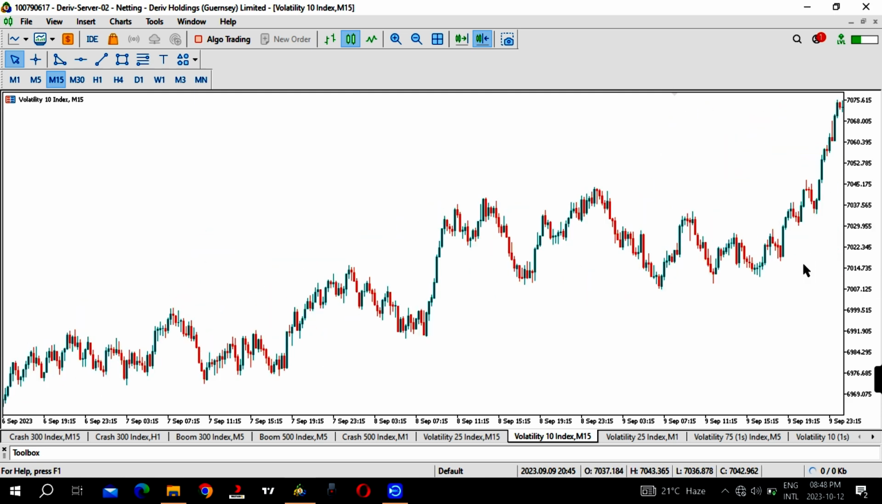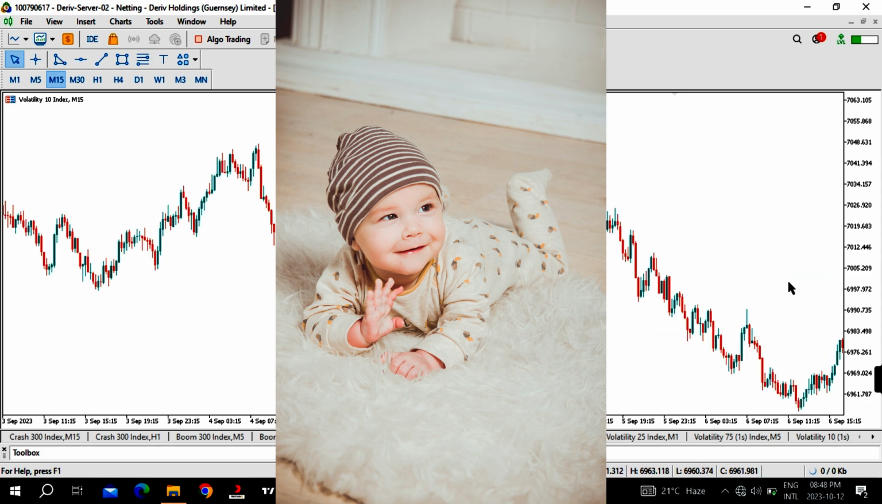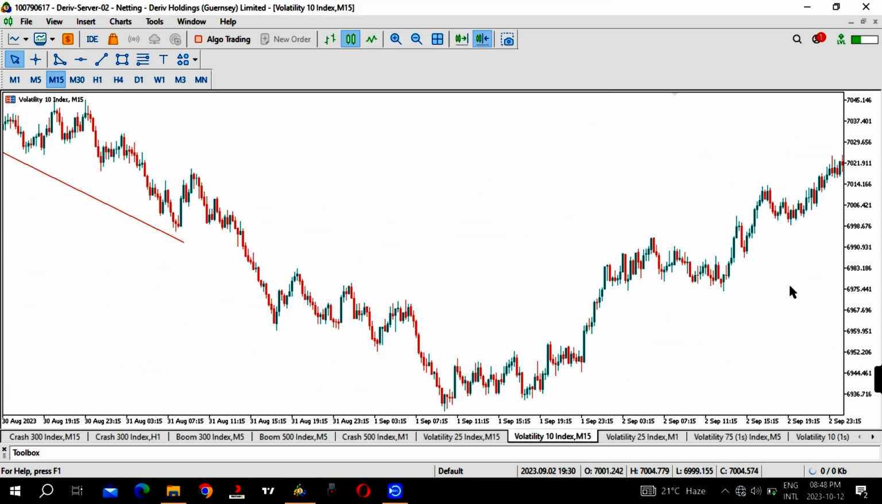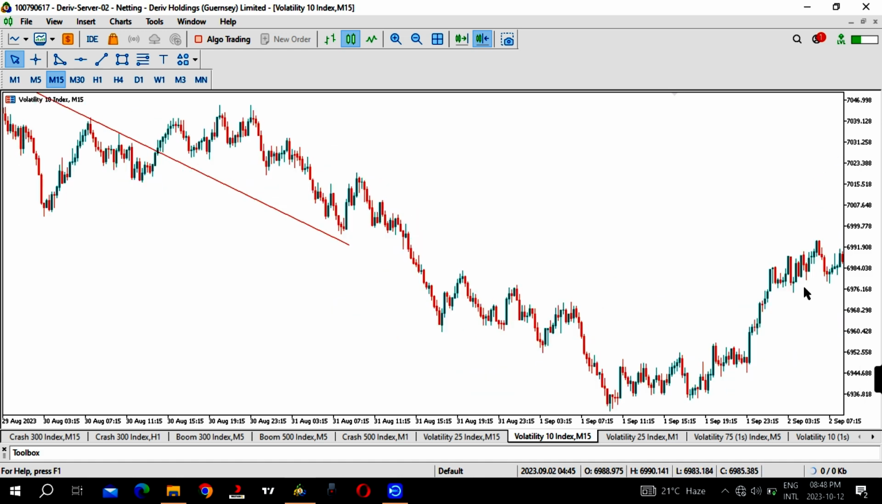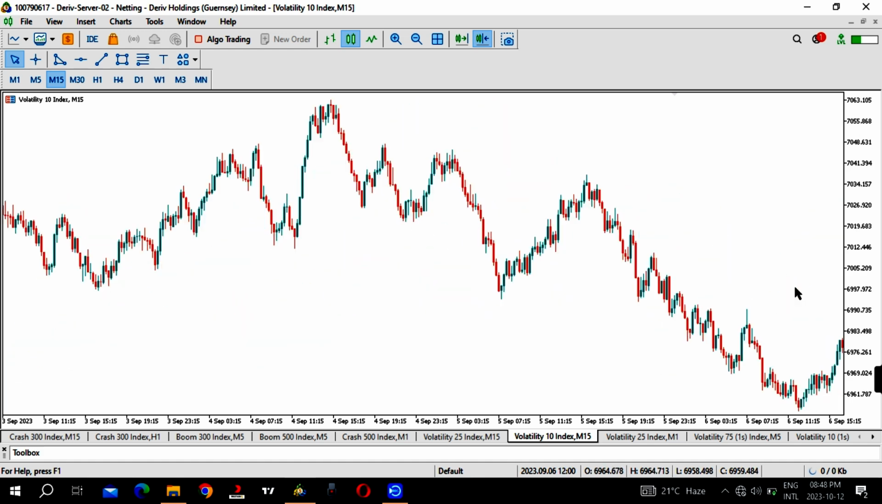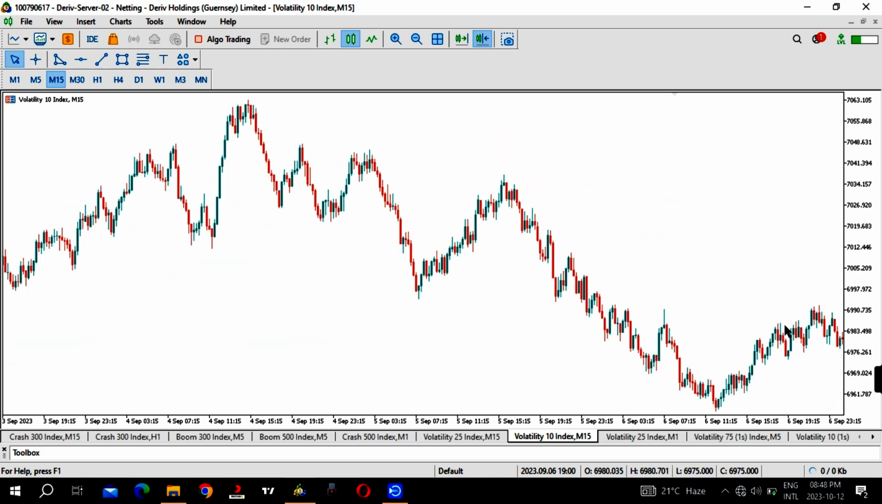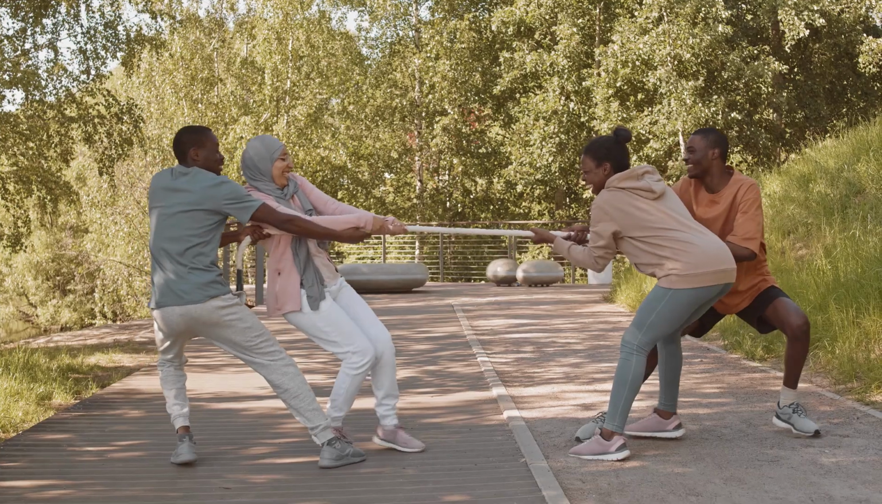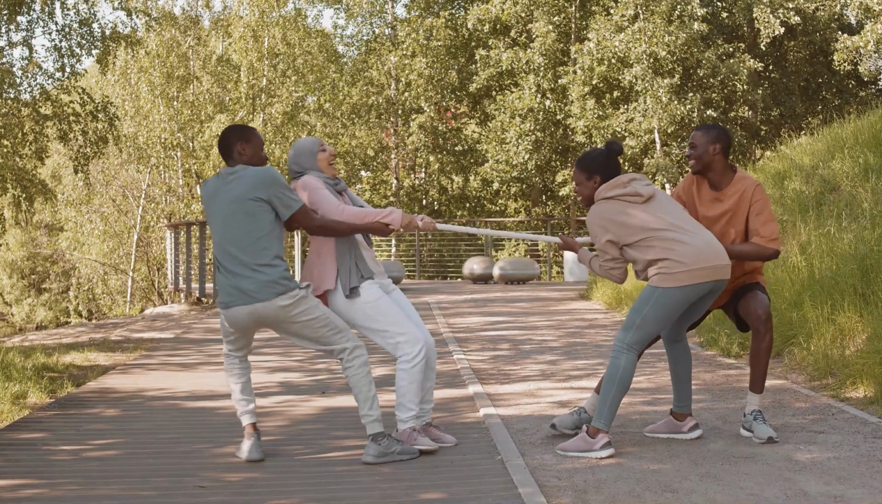So supply and demand is like a mini version of order blocks of ICT, right? That's why I love it, because it's a very simple and very powerful strategy. So what is supply and demand? Supply and demand are just key areas of interest where there's been aggressive buying and selling that breaks the market structure, right?